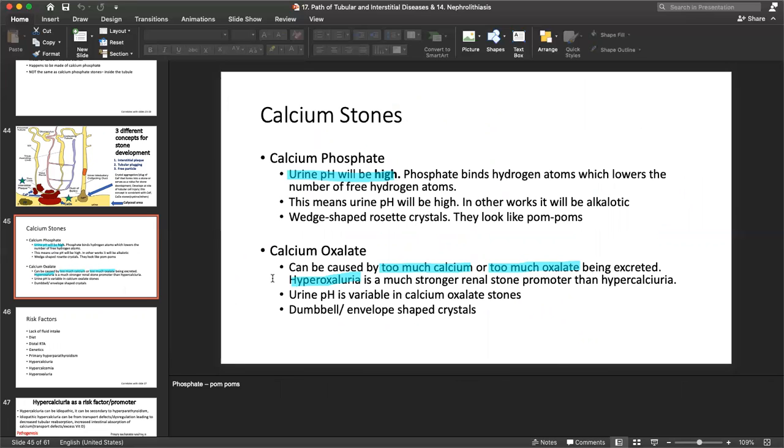Calcium oxalate is going to have too much calcium being excreted, so in the blood it's going to be hypocalcemia, or too much oxalate being excreted. And then hyperoxaluria is a much stronger renal stone promoter, so I would 100% know that. What is calcium oxalate caused by? Big oxalate, lots of oxalate.